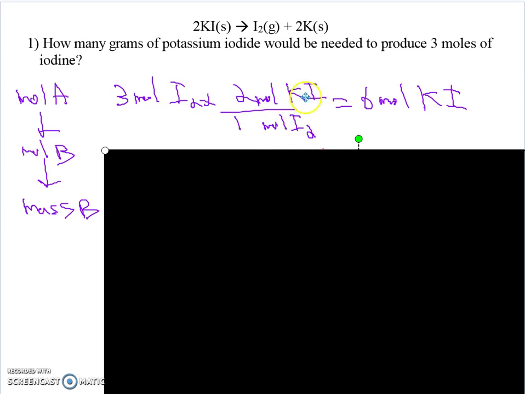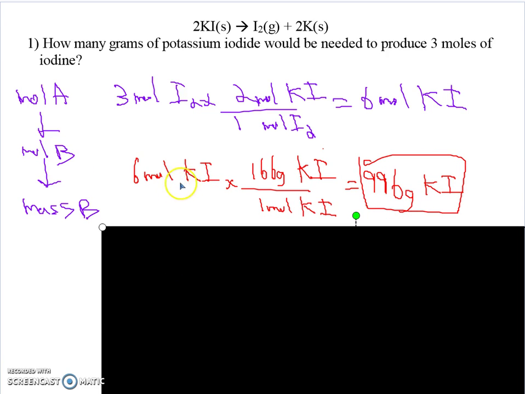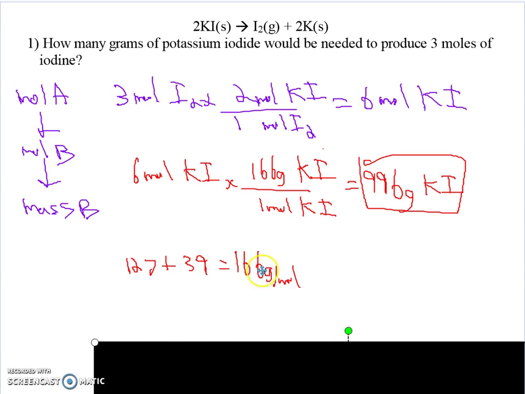I'm going to mole of B, which is my potassium iodide, so that's my KI. I use my conversion factor from the chemical reaction. So I know there's 2 for every 1, so it gives me 6 moles of KI. Now I need to convert to mass. Right? So I calculate the molar mass. Because I know moles to mass, I always use molar mass. Do my moles of KI, grams of KI.